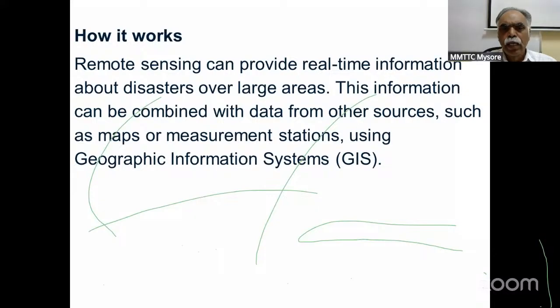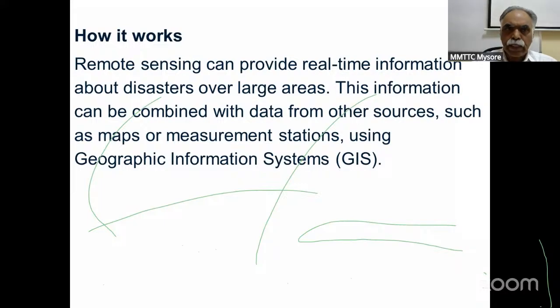So how it works: remote sensing can provide real-time information about disasters over large areas. The beauty of remote sensing is you can study over a larger area, or you can focus your management aspect to a very small area also. So this information can be combined with data from other sources such as maps and measurement stations using a geographic information system.